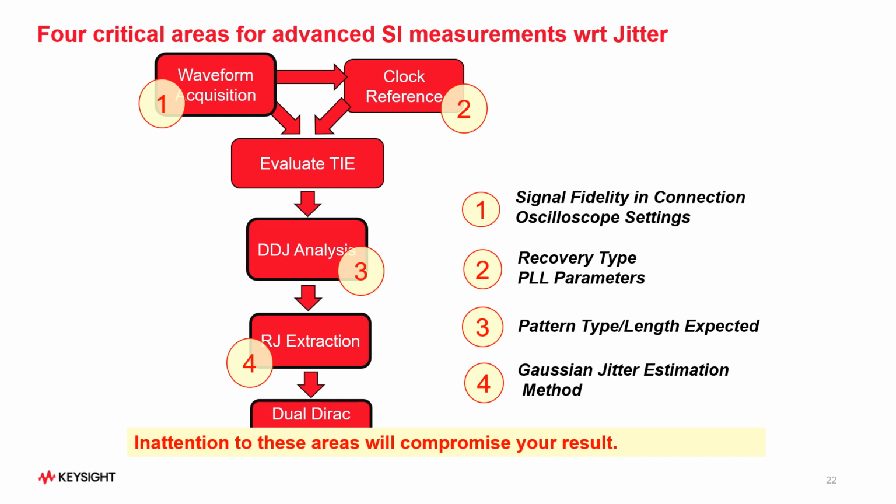Then we have the DDJ area, or the data dependent jitter area, which includes the pattern type and the length expected. And then finally, we have the RJ extraction methodology, which talks about the actual algorithm which is used for RJ estimation. If one gets any of these wrong, then it will compromise their measurements.